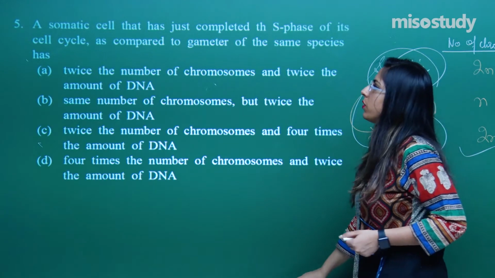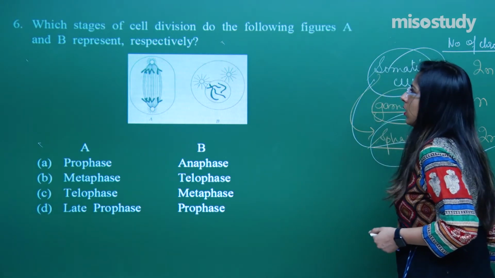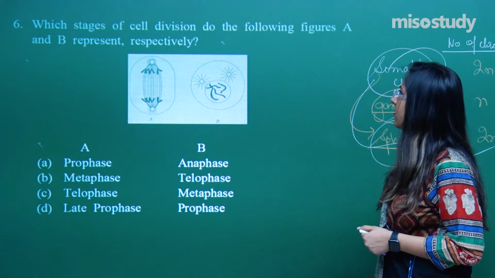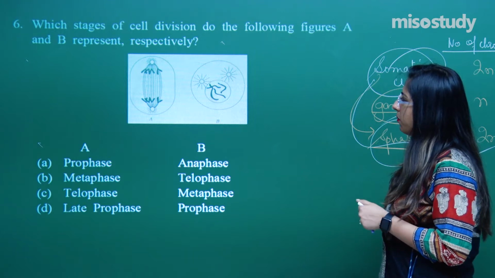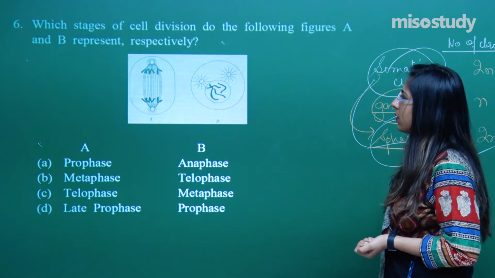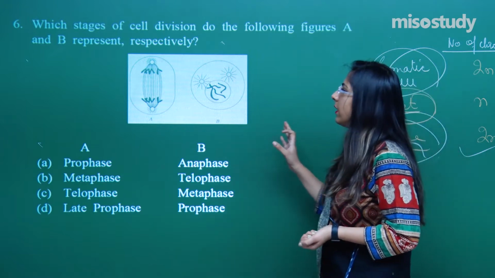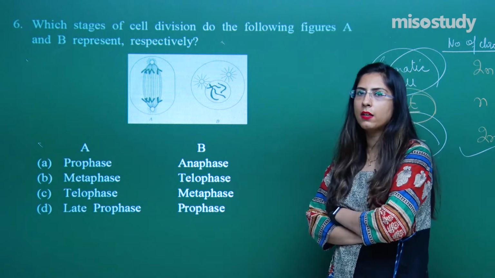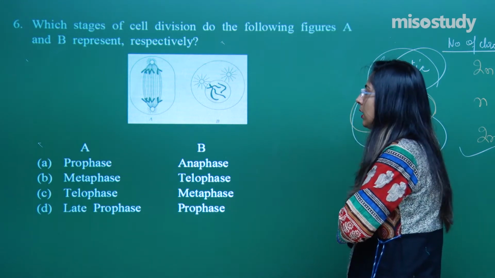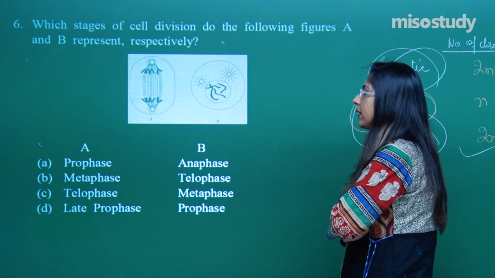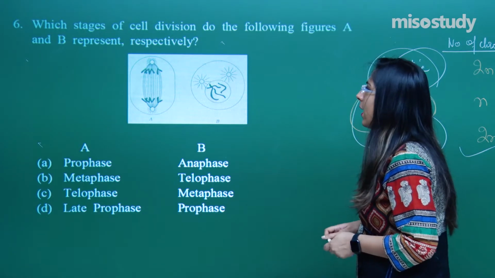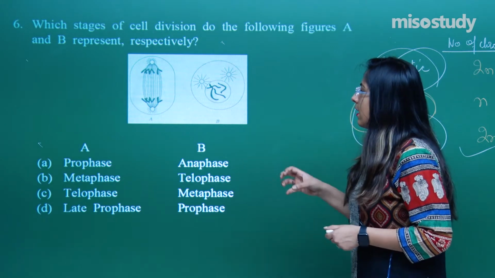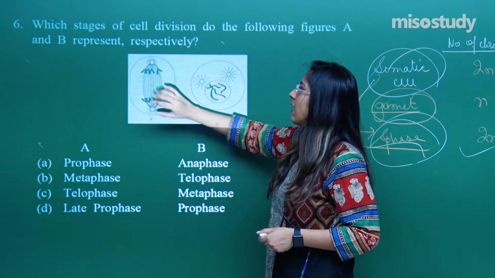Let's discuss the next question, question number 6. Now this is also one of the interesting questions, so that you can clearly understand what these stages are. From these figures, I can easily notice that two things are happening within the two figures. In the first, the chromosomes are trying to move towards the opposite pole. That means this is anaphase. They are moving towards the opposite pole, so this is anaphase.